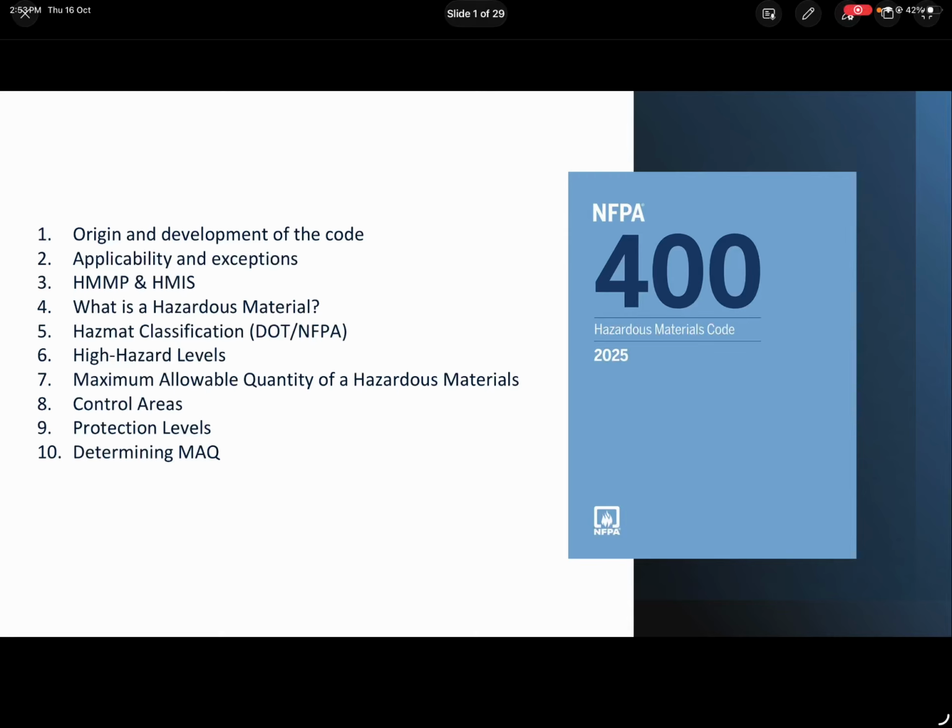Good morning, everyone, and welcome to this lecture on NFPA 400, the Hazardous Materials Code. In today's presentation, we'll take a journey through how NFPA 400 was developed, why it is important, and how it's used to keep people, property, and environment safe.